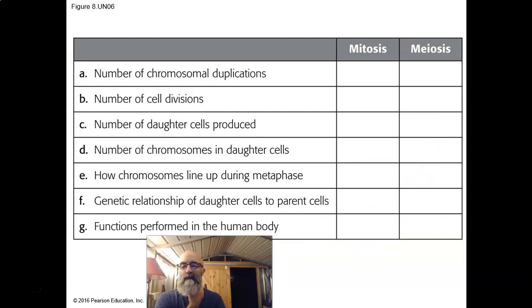Okay? Function performed in the human body: mitosis, growth and repair. Meiosis, only reproduction. Okay? So that should get you through all the study questions in this third lecture of the cancer theme.